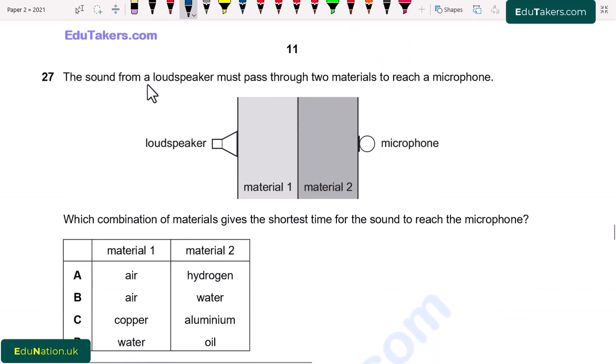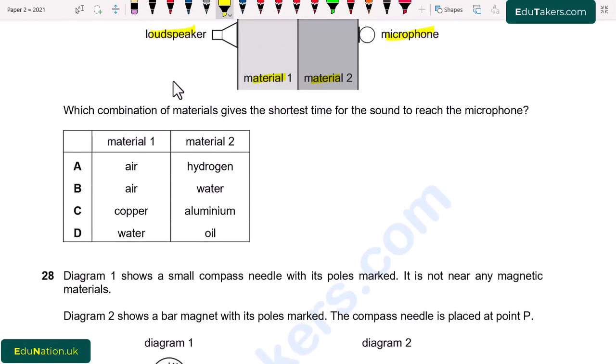Next, question number 27. The sound from a loudspeaker must pass through two materials to reach a microphone. Here is the figure. We can see that there is a loudspeaker and two materials, material 1 and 2, and there is also the microphone. Which combination of the materials gives the shortest time for the sound to reach the microphone? Material 1 and 2. Here are different materials. MCQs: A. Air and hydrogen. B. Air and water. C. Copper and aluminium. D. Water and oil.